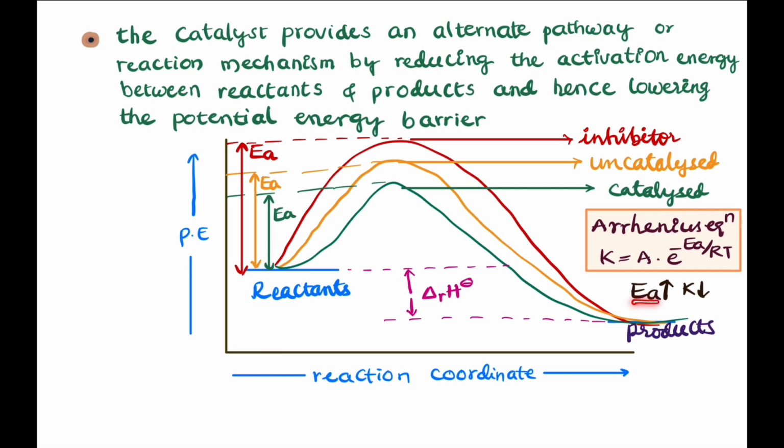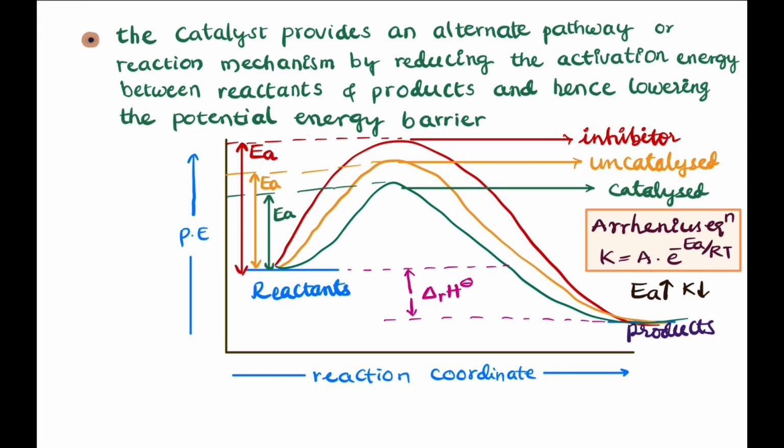According to the Arrhenius equation, k equals e power minus Ea by RT. If Ea, the activation energy, increases, the rate constant decreases, then the rate of reaction decreases. So if activation energy is lower, the rate of reaction is higher. Then a reactant converts into product by a substance called an inhibitor, which increases the activation energy, that is the red color, higher activation energy. Activation energy increases, so the rate of reaction decreases, which is also proved by the Arrhenius equation.